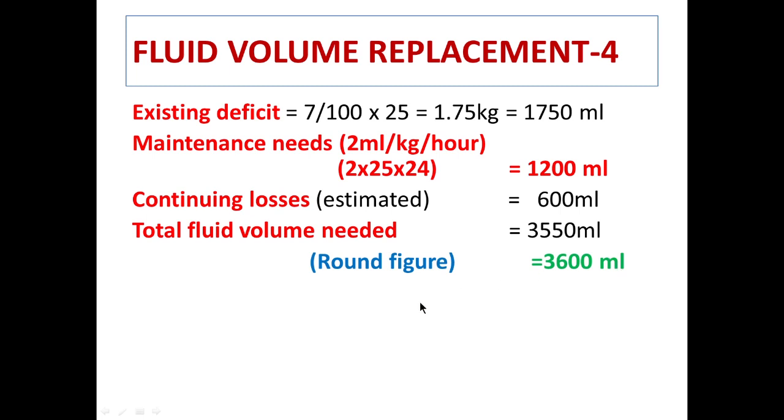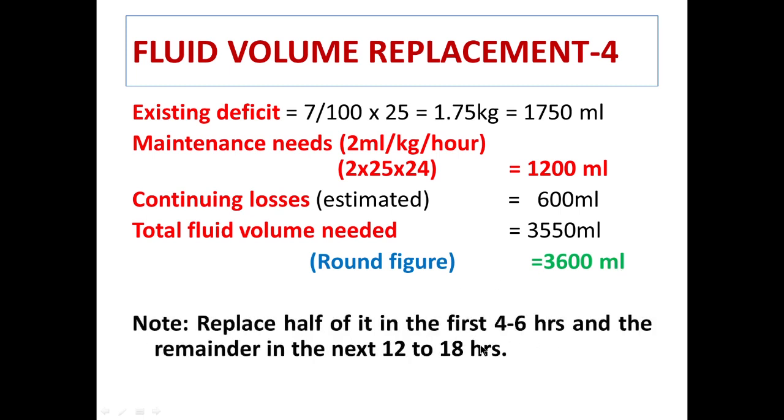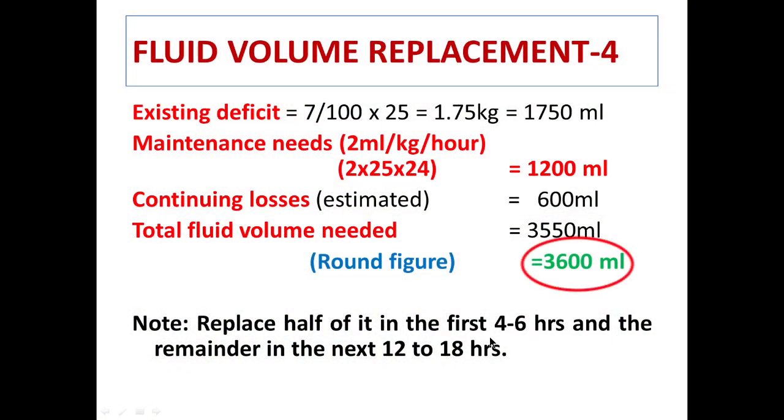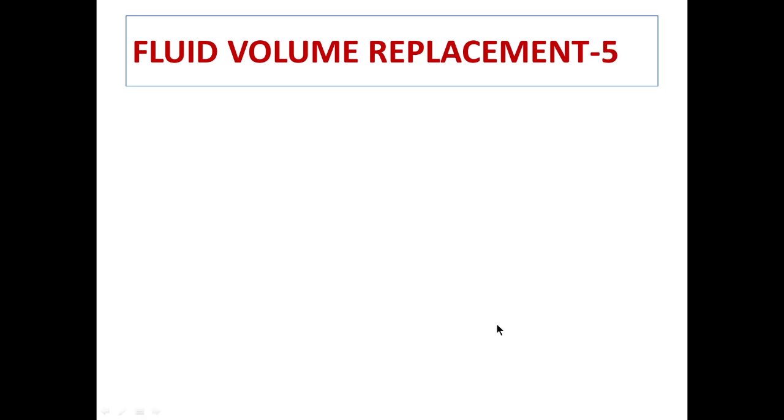If you want to replace half of it in the first 4 to 6 hours, or maybe in the first 8 hours, that all depends upon the condition of the animal you are dealing with. Sometimes we might have to give the fluid very fast, so we can even give half of it in 5 hours. It may go up to 10 hours, but the other half of the fluid we normally give in the remaining 12 to 18 hours. In this example, we have calculated 3600 milliliters of fluid, so half of it will be 1800 milliliters.